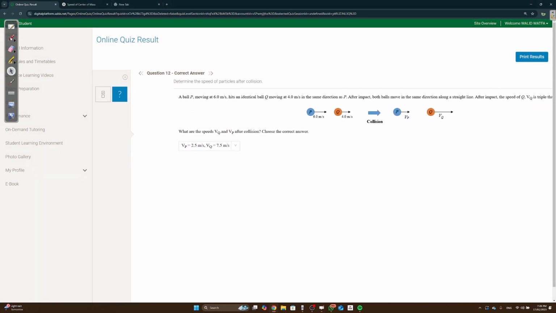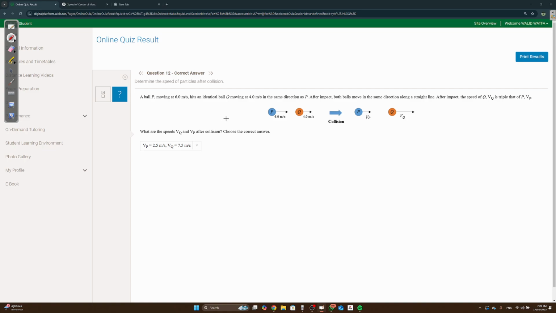Question 12. A ball P moving at 6 meters per second hits an identical ball Q moving at 4 meters per second in the same direction as P. After impact, both balls move in the same direction along a straight line. After impact, the speed of Q, VQ, is triple that of P, VP. So VQ is 3 times VP. What are the speeds VQ and VP after collision?